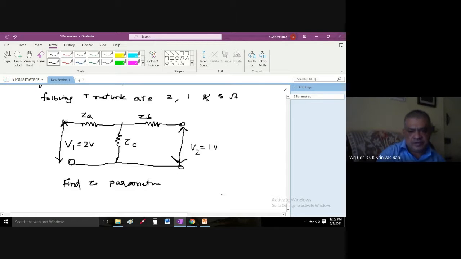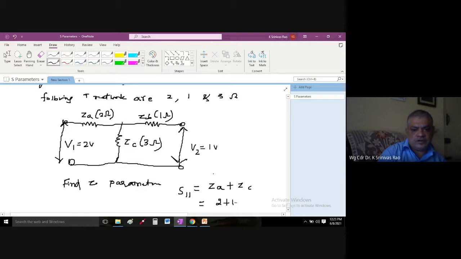Now tell me, in a very simple way, what would be my Z11? Z11 is nothing but your ZA plus ZC. What is ZA? ZA is 2 ohms. ZB is how much? 1 ohm. ZC is how much? 3 ohms. So this will be 2 plus 3, which is 5 ohms. This is 5.